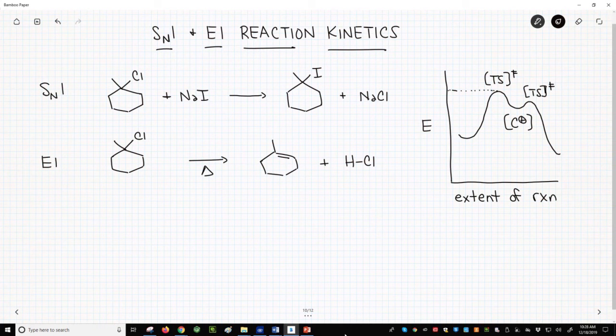Great, but how are these reactions unimolecular in the rate-determining step? Let's focus on the SN1. In the first step, we'll show the mechanism. The alkyl halide ionizes. The C-Cl bond breaks to form a carbocation.